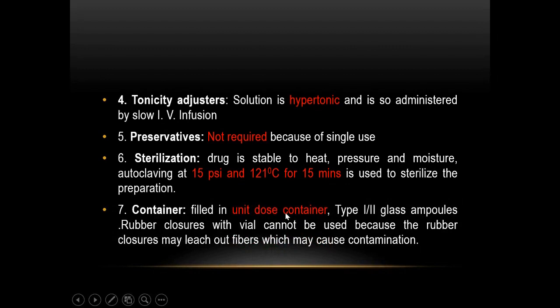The container is a unit dose container, either type 1 or 2. Only type 1 or 2 are suitable for parenteral preparations, and type 3 is not suitable for parenteral preparations. Rubber closures with the vials cannot be used, as we discussed earlier, because fragments of rubber closure can cause crystallization.